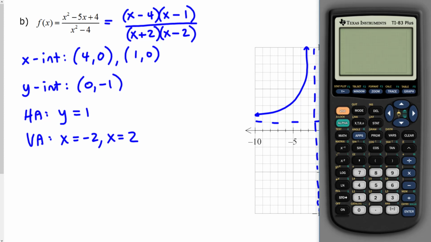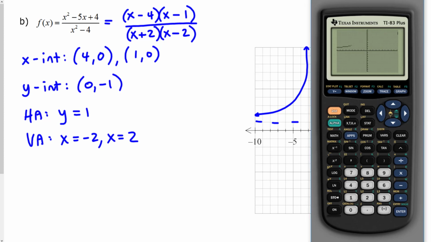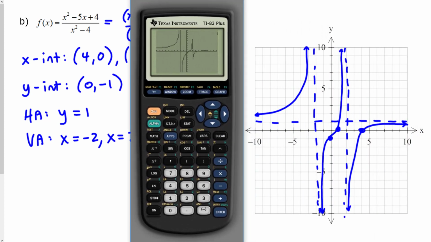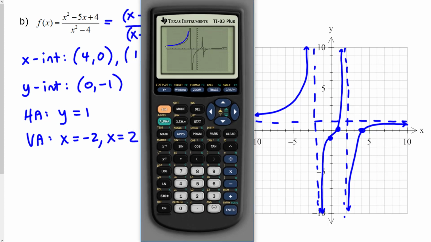If you check these on your calculator, let's take a look at the graph. So x squared minus 5x plus 4 divided by x squared minus 4. You'll come up with something that is pretty similar to your graph, but not always exactly like your graph. It's definitely enough to verify that you have the right picture, though, because you can clearly see this portion right there. And here's your asymptote.